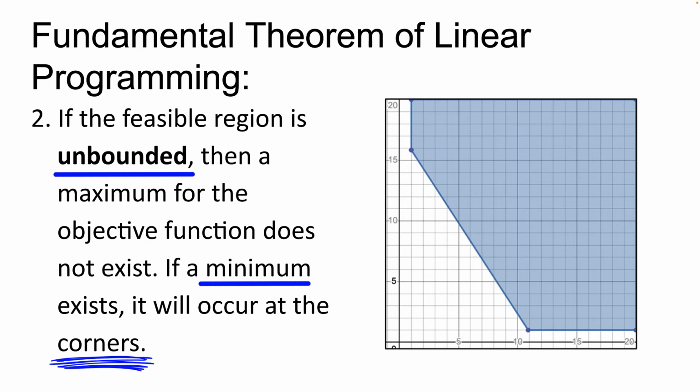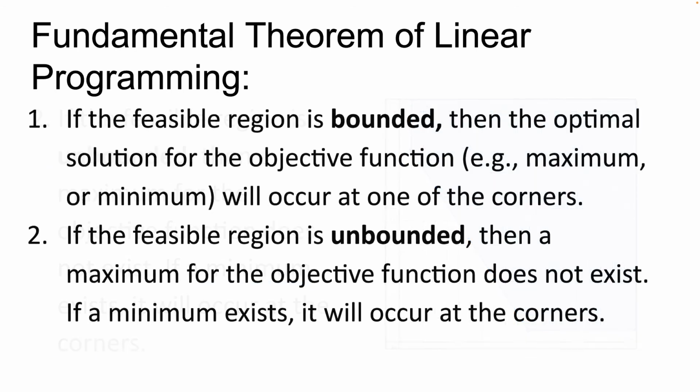Although this feasible region is unbounded, there is a lower boundary there, and if it does have a minimum value, it will occur at one of those 2 corner points of the feasible region. To summarize, if the feasible region is bounded, then an optimal solution for the objective function will exist, and it will be at one of the corners.